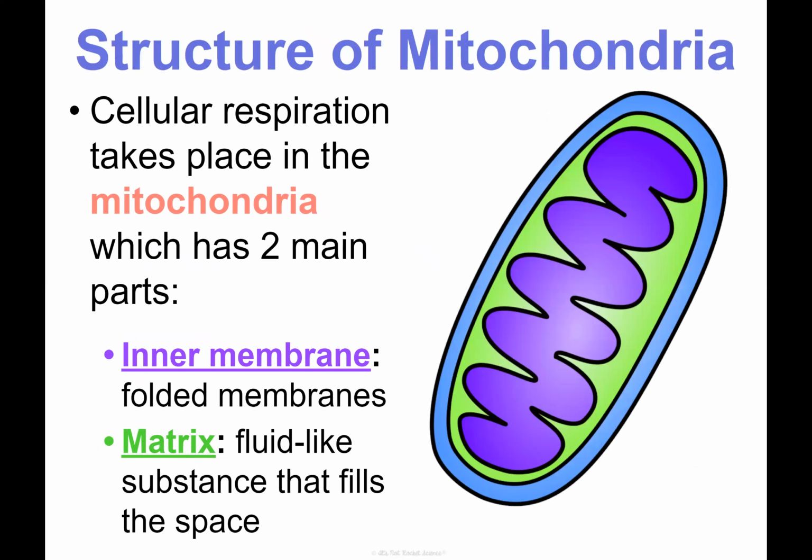So here's the mitochondria. We've talked about that when we talked about our cell organelles. And in the mitochondria is where this process of cellular respiration is occurring, okay? Cellular respiration takes place in the mitochondria and has two main parts. There is the inner membrane in purple, and those are just folded membranes. And then the matrix is in that lime green. That's the fluid-like substance that's going to fill up the space. So when we talk about the two main parts, you will see that there are different locations, just like photosynthesis, that these different steps are occurring in.